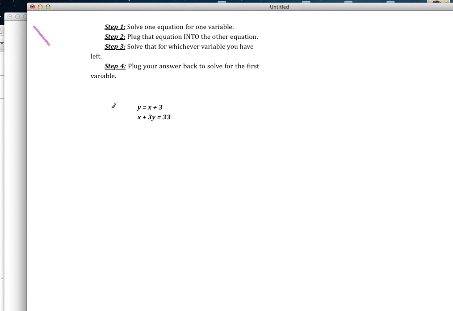Okay, so I'm going to say that this equation right here is pink. So what's going to happen is I'm going to take this pink guy right here, and I'm going to plug him in for y. So we have x plus 3y, and now instead of y, we know that y is equal to x plus 3, so we can just plug that in for y, and all of that is equal to 33. So all we did so far is we said, okay, we know that y equals x plus 3, so now we can just plug it in.